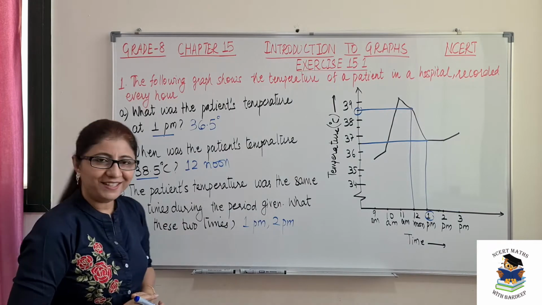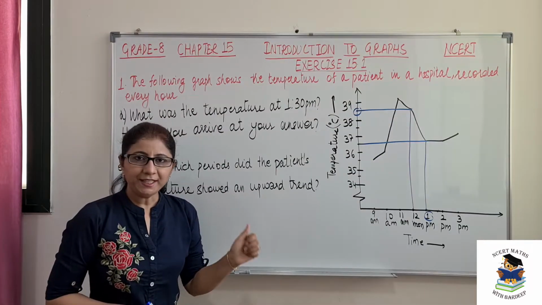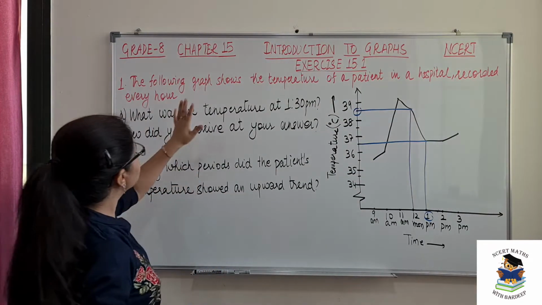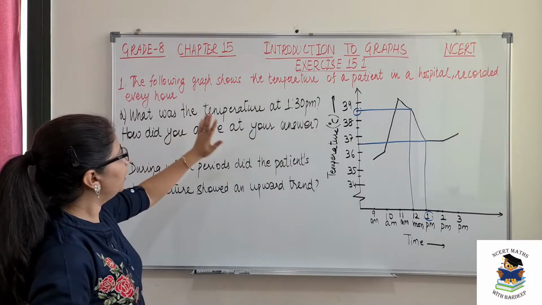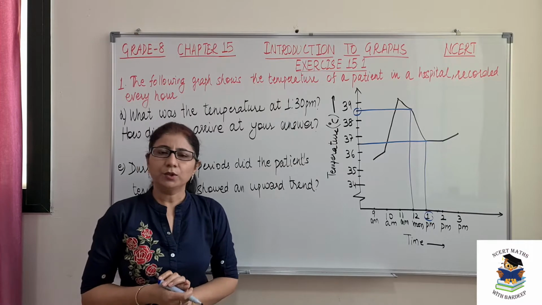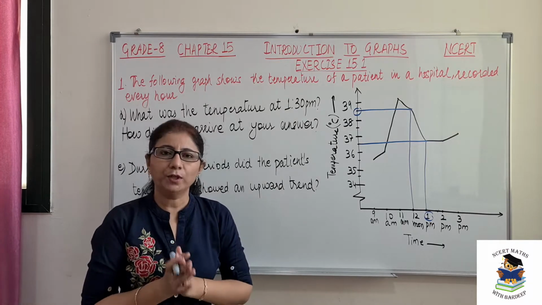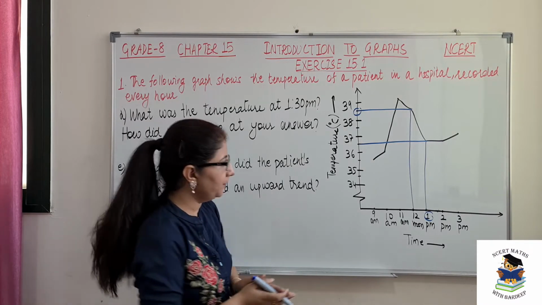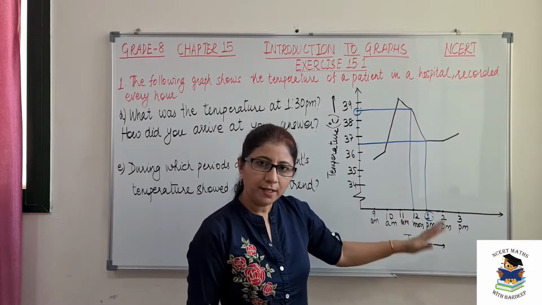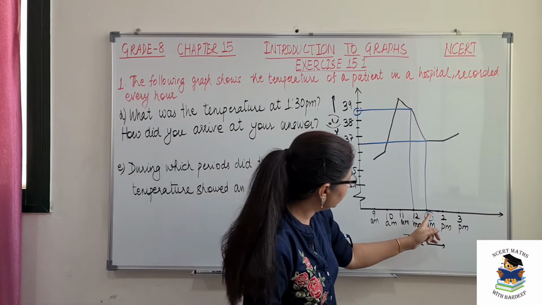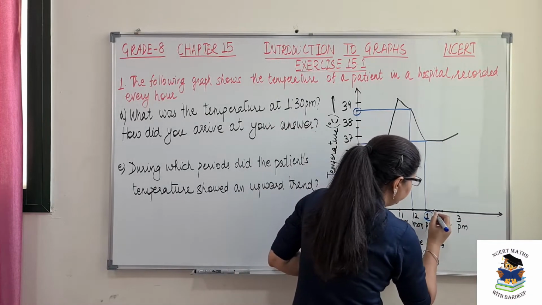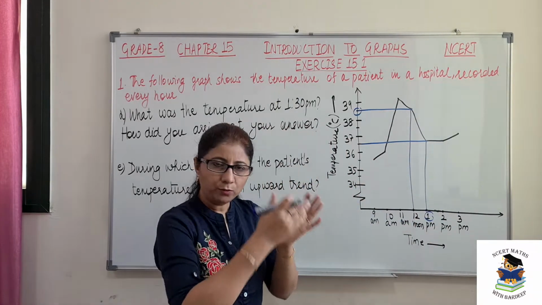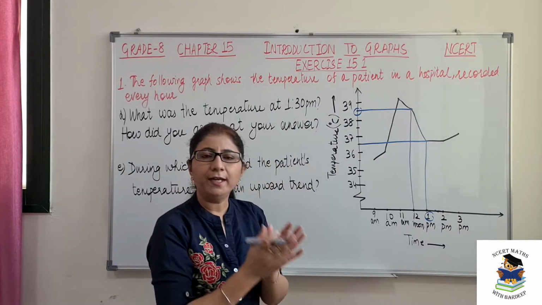Okay. So now let's see the D part. So the D part is, what was the temperature at 1:30 p.m.? How did you arrive at your answer? Okay, so now first let us see what is the temperature at 1:30. In this graph, 1 hour duration has been plotted. So time is 1 to 2. So 1:30 will be somewhere in the middle, right? So at 1:30 p.m. we should find the temperature.